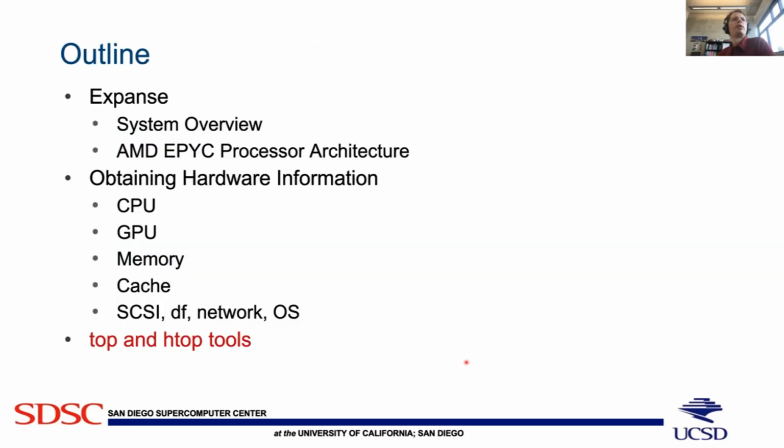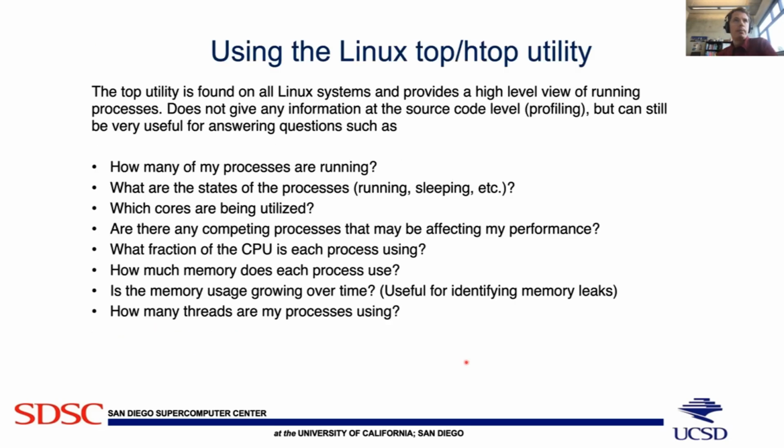And then finally, I want to very briefly go over the top and htop tools. If you don't know this, the top utility is found on all Linux systems and provides a high-level view of running processes. It doesn't give any information at the source code level, so you don't know whether the code that is running is efficient or not. You'd have to profile your code for that.